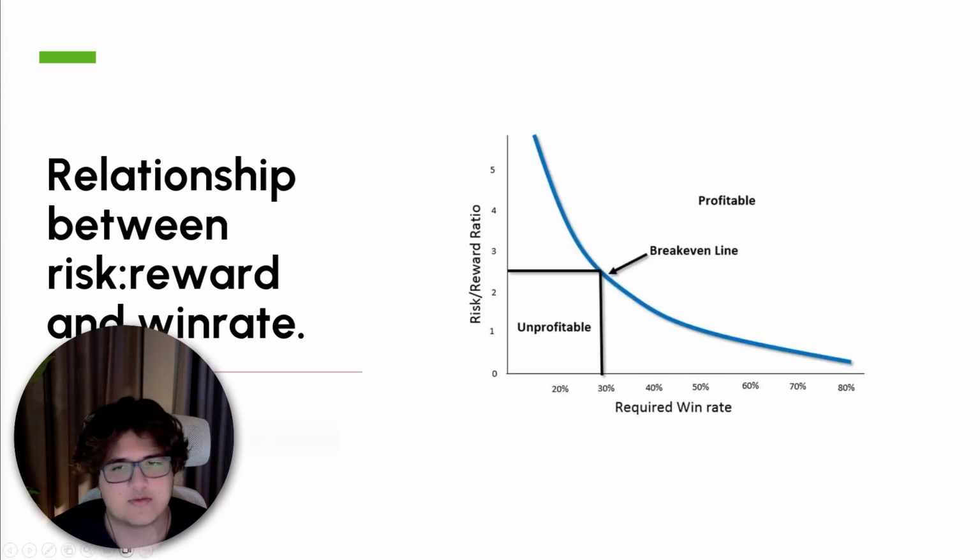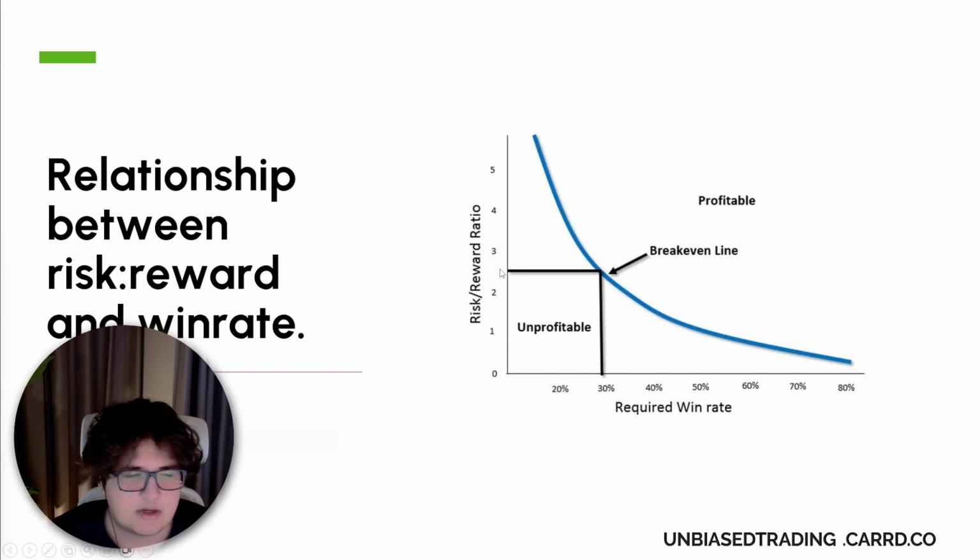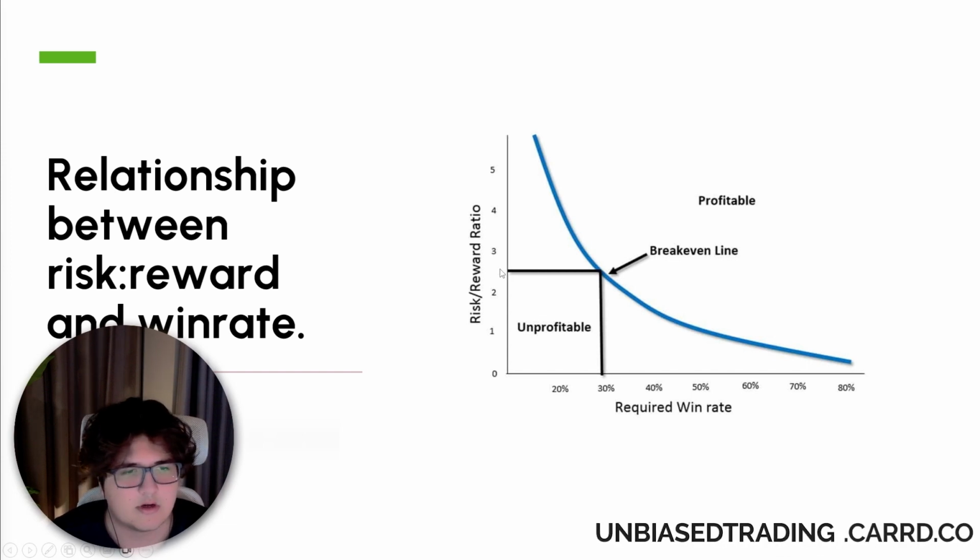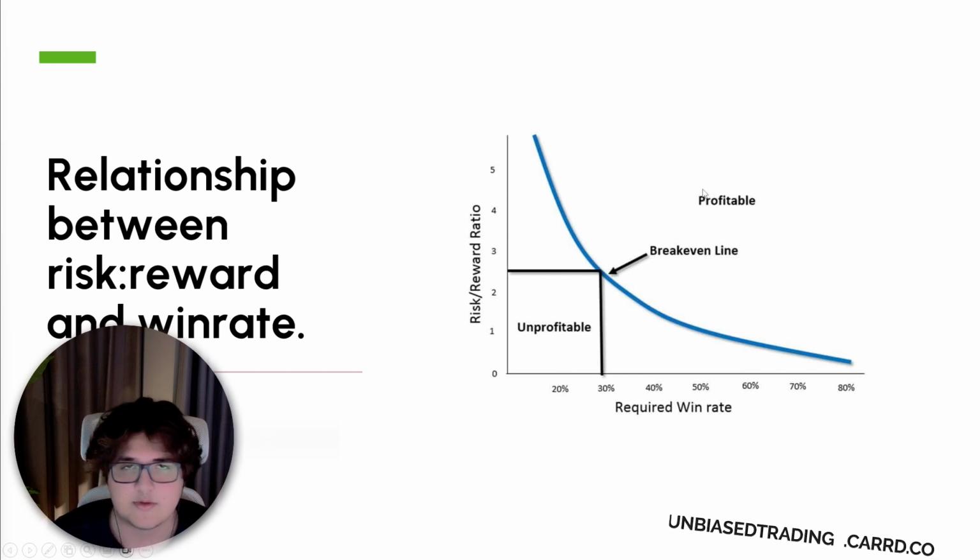The next one is relationship between risk, reward, and win rate. So what we can see here is a curve between the required win rate and the risk to reward ratio for you to break even, which is the line. And then on one side is profitable, and this side is all unprofitable. So we could see here, if you had a 30% win rate, you would need about 2.5 risk to reward ratio to be a break even trader. And you need probably more than it to be profitable.